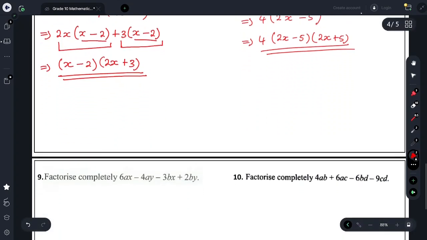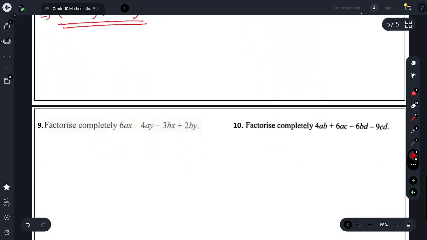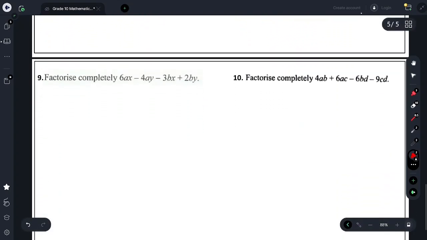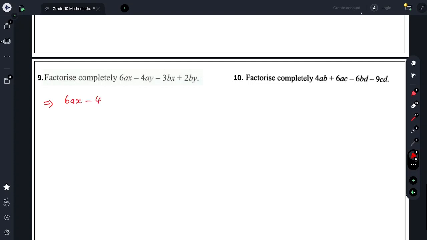So then we move to the other one. The other one here says factorize completely 6a. So let me just rewrite it. So we are factorizing completely 6ax minus 4ay minus 3bx plus 2by.